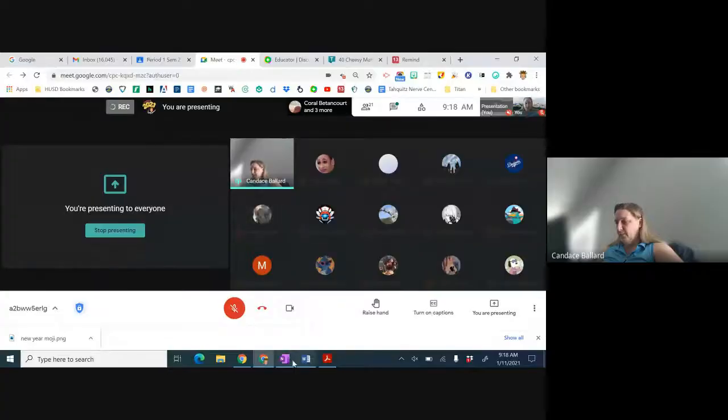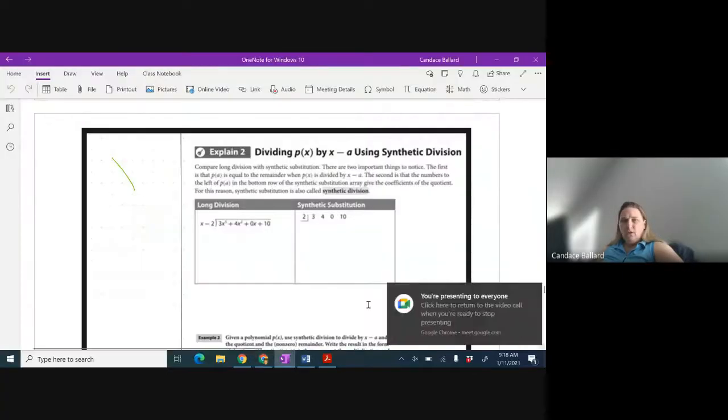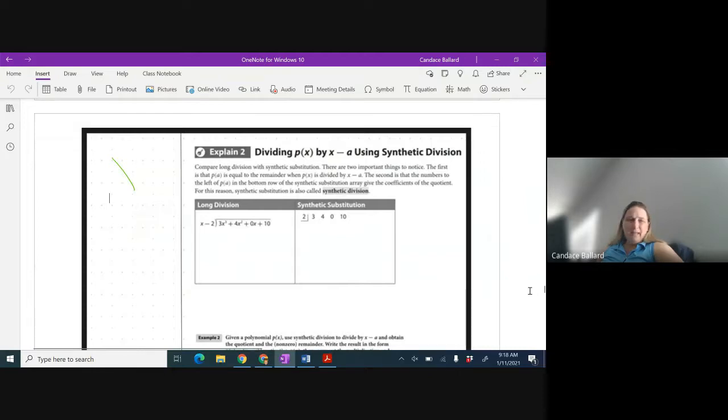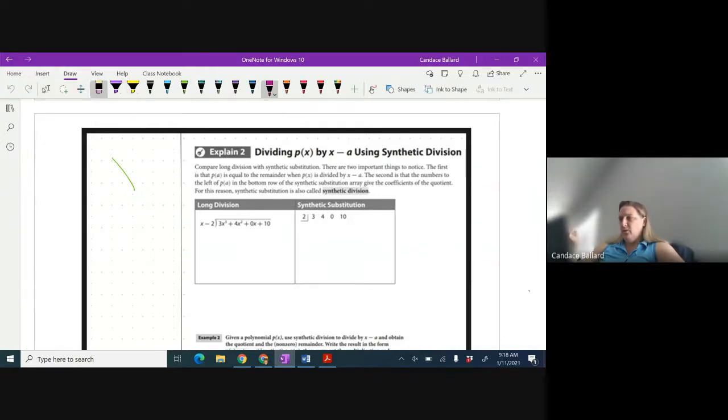Okay, so there is where we are in the notes. We are going to do explain 2 today, okay? So I'm going to erase what was there, that little mark on the screen.